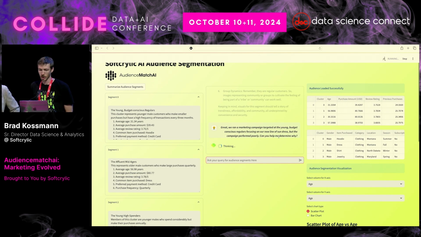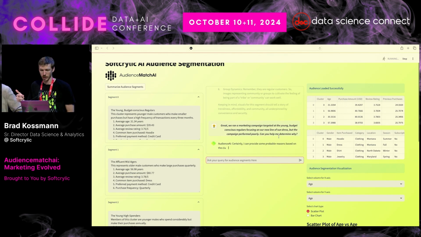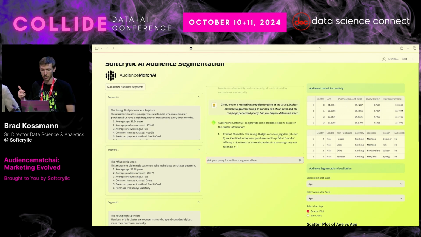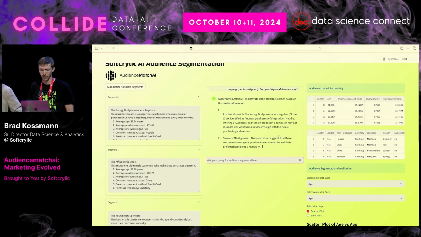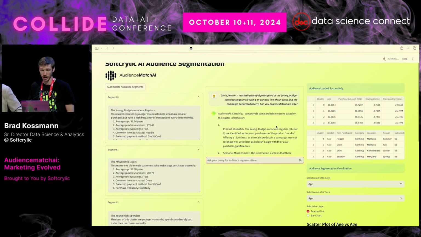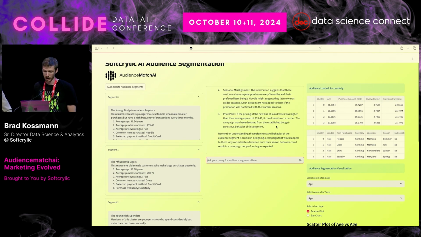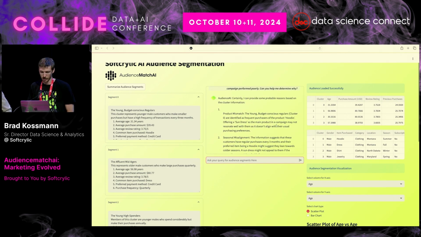Yeah. So I told Audience Match that we ran a marketing campaign targeted at those young budget conscious regulars, and we focused on our new sundress line, but the campaign performed poorly, and I'm asking Audience Match to help me determine why. So it looks like we have a product mismatch. The young budget conscious regulars are identified as frequent purchasers of the product hoodie. Offering a sundress as the main product in a campaign may not resonate well with them as it doesn't align with their usual purchasing preferences.